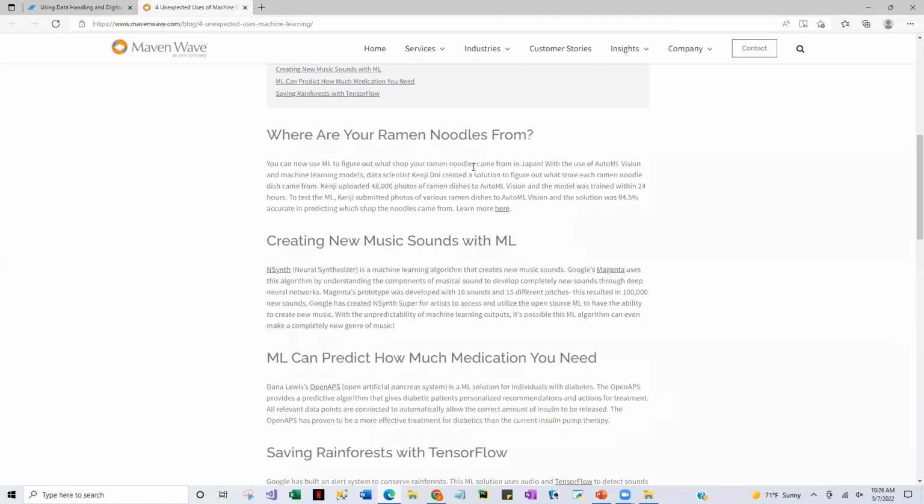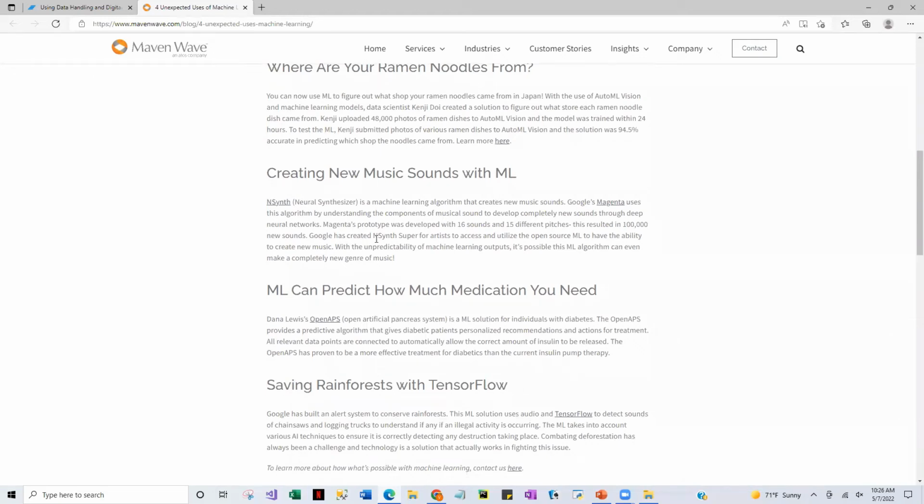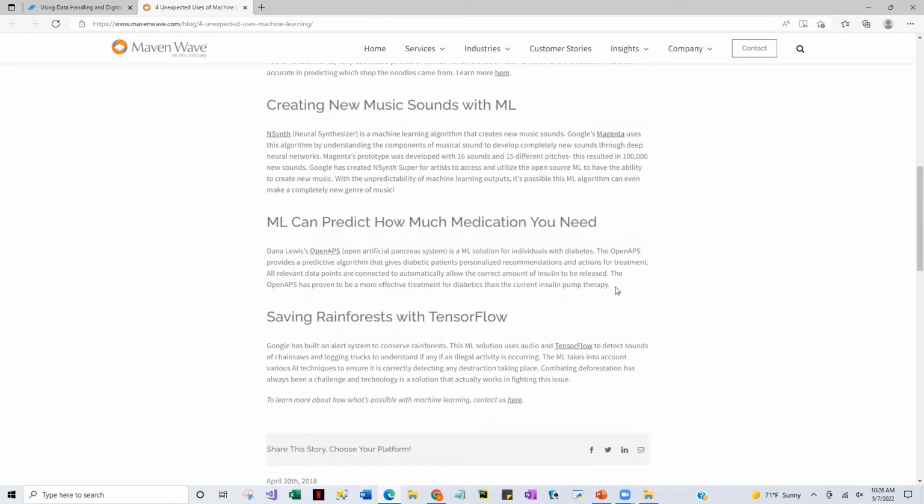So this is about image analysis, and this is about music sound. You can synthesize your own music with a program, and you can go here and check the algorithm and how algorithms are used to develop the music. And this one is an application in medicine. For diabetic persons who want to know how much insulin they need to take at a set time, this ML program gives personalized recommendations and actions based on their sugar level.